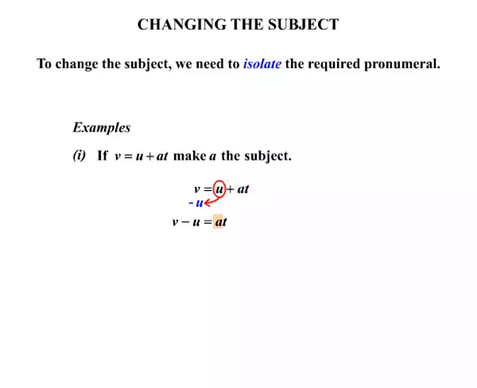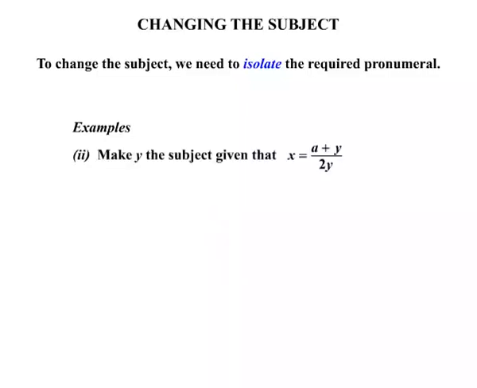Now we're almost there. There's our a. We need to isolate the a. To get rid of the t, it's multiplying with the t, so to get rid of that t, we divide by t. Must do it to both sides. So then on the right hand side those t's will cancel each other out. So excellent. We now have got a by itself, so we can write that a equals v minus u all over t. Okay, so we've made a the subject in that case.